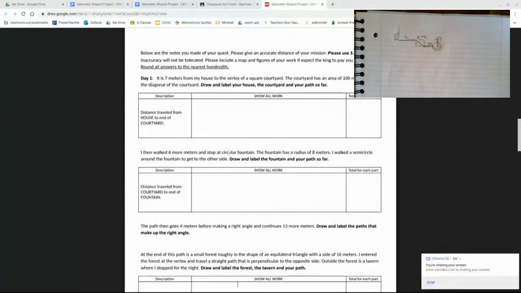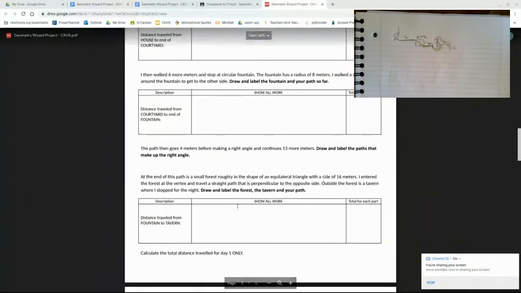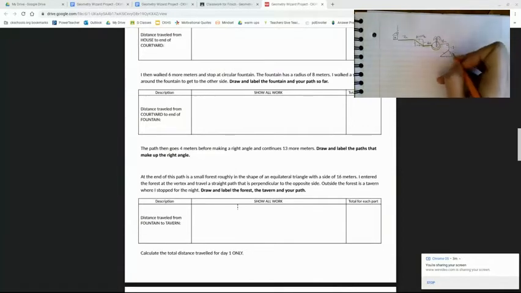Then the path goes another 4 meters before making a right angle, so you could go up or down. In my case, I'm going to just choose to go down. So I went 6 meters, and then going another 4 meters, and then going another 13 meters. And I'm coming to the vertex of an equilateral triangle. So it's a regular polygon, and it has a side of 16 meters.